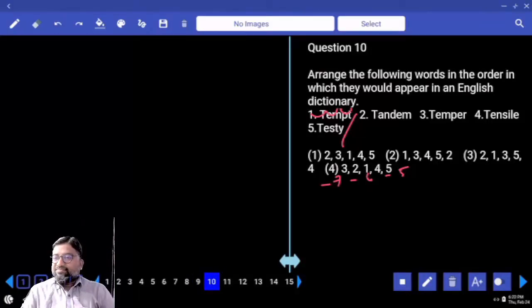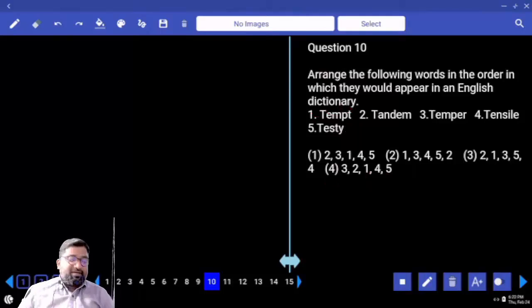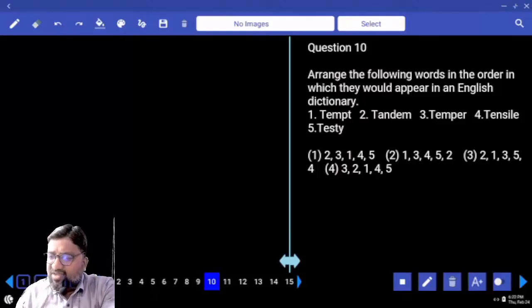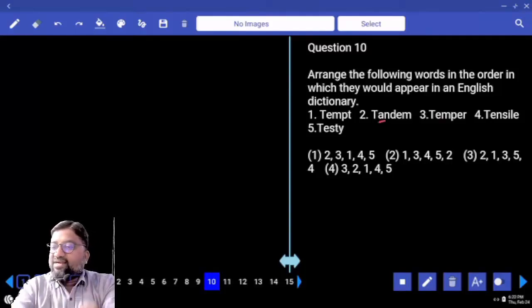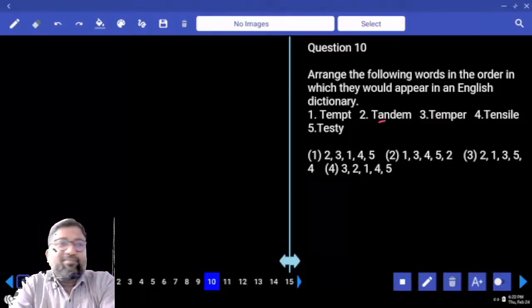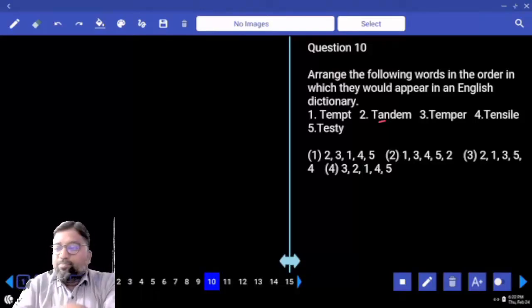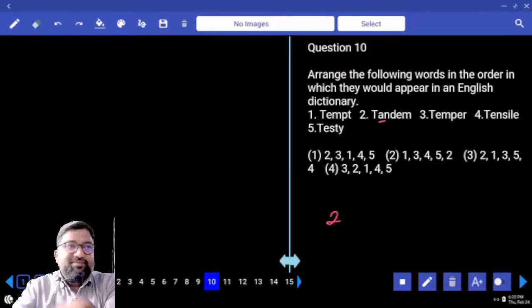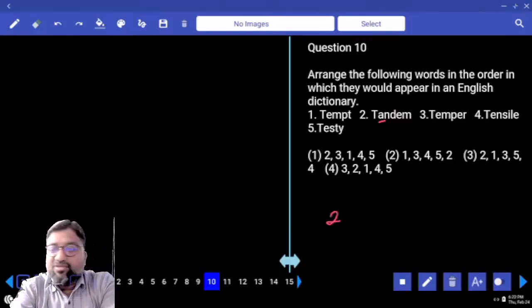Next, 10th question. You have to arrange all this in which order? Dictionary order. I need to arrange all this in dictionary order. So all the letters are starting with T. I need to go with the second letter. If I go with the second letter, please everybody concentrate. The second letter is A. So it must come first, 2 must be first. Everybody please look carefully.